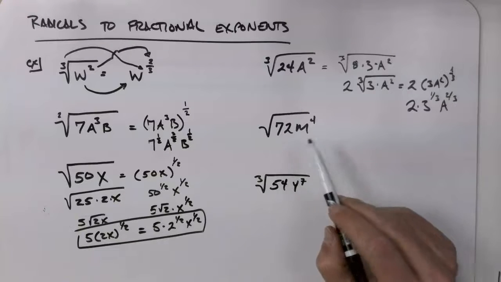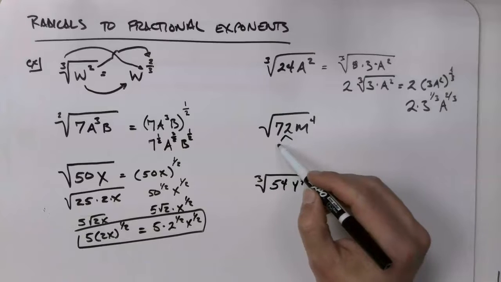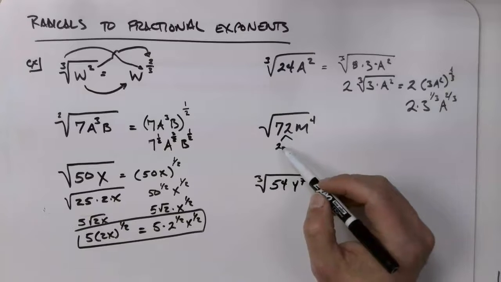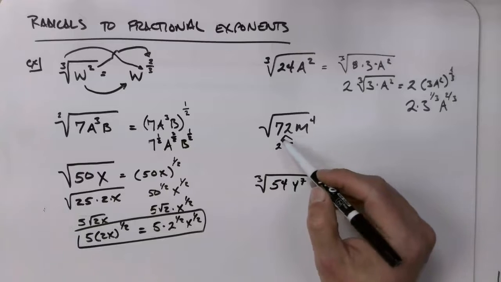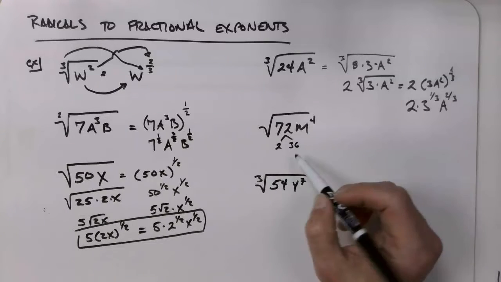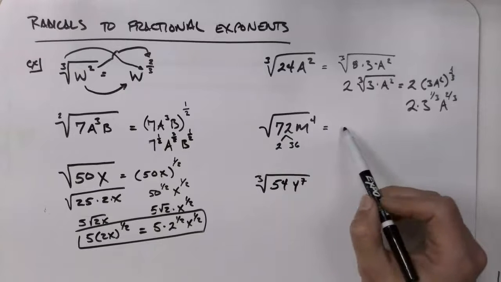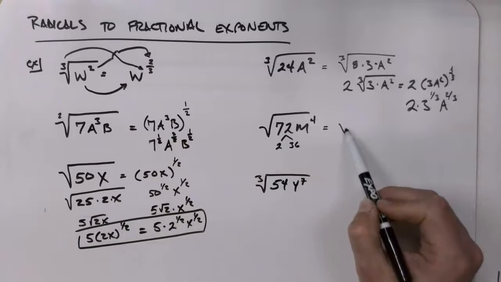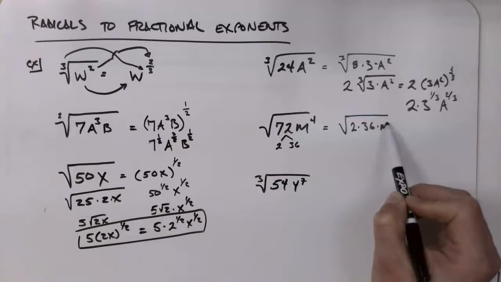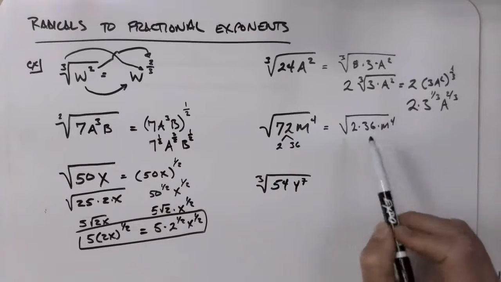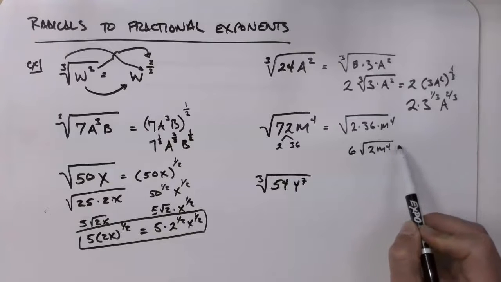Now 72 you might not notice right away. It's even, so you say, well, maybe this one I'm going to do the factor tree way. 2 goes in there, and then 2 goes into 7 3 times, and then that's the remainder. 1 goes into 12 6 times. 2 times 36, you might go, oh wait, 36, that's a perfect square. You'd say, wait a second, I think maybe I can do this one. This is the square root of 2 times 36 times m to the 4th. You'd say, I'm going to take the 6 out. So now I'm looking at 6 rad 2m to the 4th.